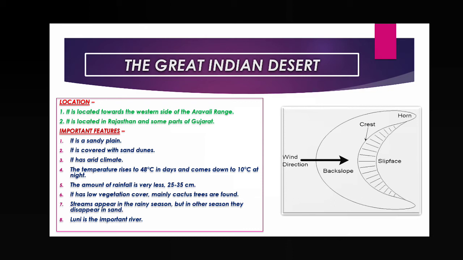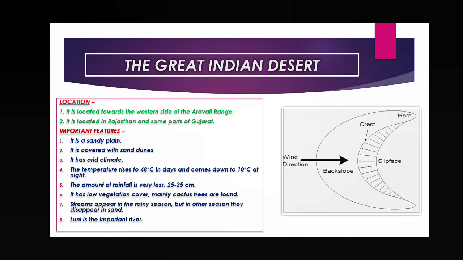Now come to the next important physical feature. It is located in the northwestern part of India, mainly in Rajasthan and also some parts of Gujarat, and is called the Great Indian Desert. It is also called the Rajasthan Desert because the maximum portion of this desert is located in Rajasthan, and it is also called the Thar Desert. It is the only hot desert in India.